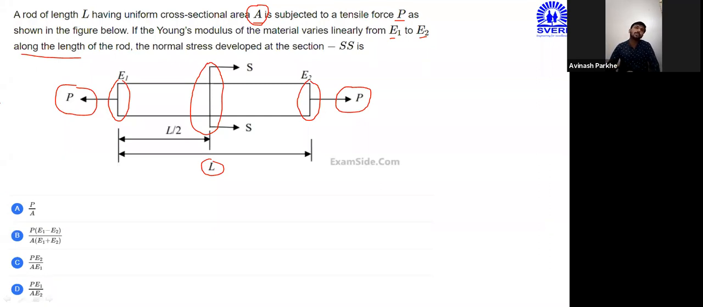So if you look at this particular figure, one rod is there. That rod is having length L, their cross-sectional area A, and it is subjected to the P amount of force, that is tensile force.